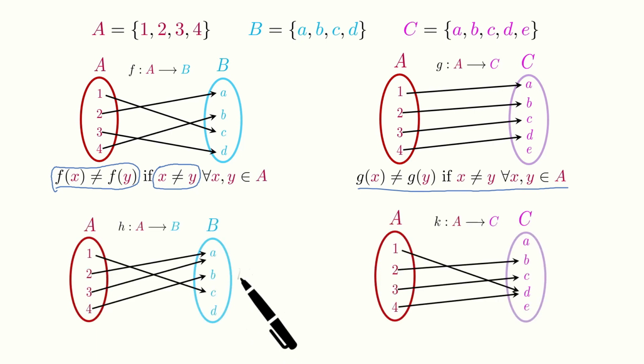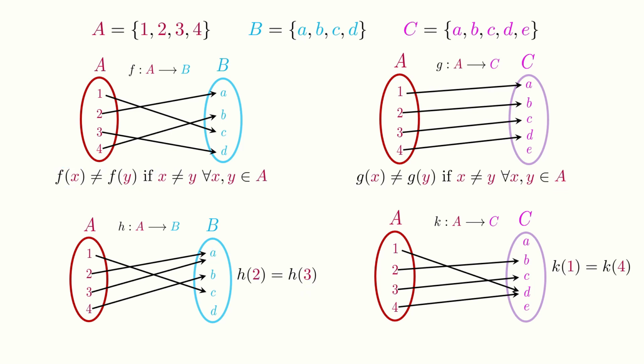Now look at the functions h and k. The element A has two inverse images. Likewise for function k, element D has two inverse images. h of 2 is equal to h of 3 and k of 1 is equal to k of 4. Although 2 and 3 are two different elements, their image is the same. A has two inverse images. Likewise, for the function k, D has two inverse images. The first two functions in which no element of the codomain has more than one inverse image are called one-to-one functions.